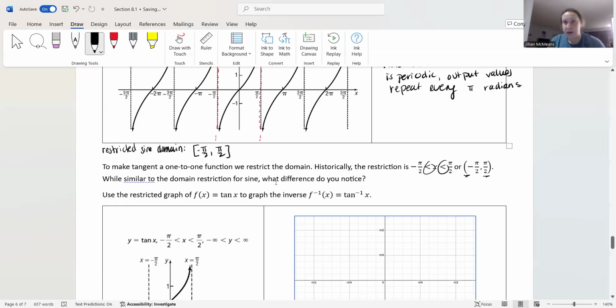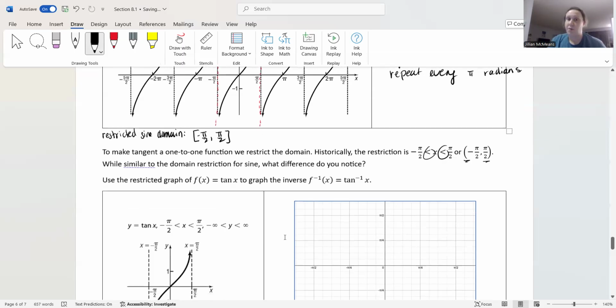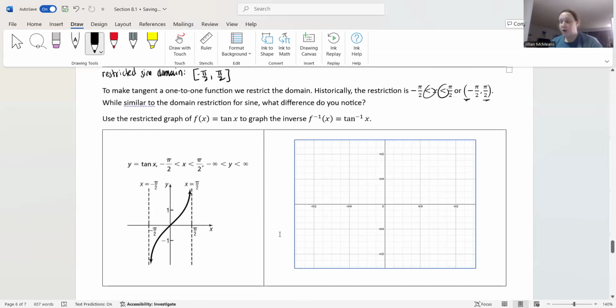Now let's look at what the inverse tangent function is going to be, okay? So we're going to use this little snippet of the tangent function. We're going to look at this graph, which is just a little snapshot of tangent. It's our restricted domain, okay? So notice we have our asymptotes. The vertical asymptotes for this particular interval are negative pi over 2 and positive pi over 2.